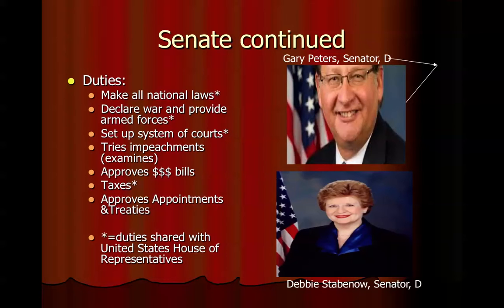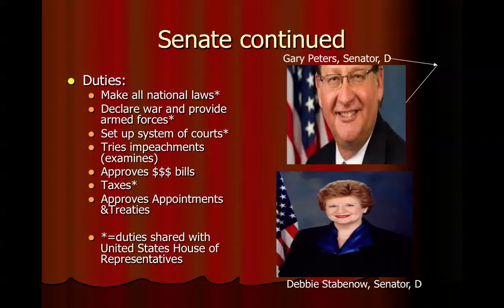They approve the money bills. Remember, the House starts the money bills, but they must be approved by the Senate. They handle taxes. They also approve treaties and appointments of certain people in the government. And obviously, this little asterisk here means that they share some of these duties with the House of Representatives. So as you can see, it looks like the Senate has a little bit more job responsibilities. That's why it's called the upper house.